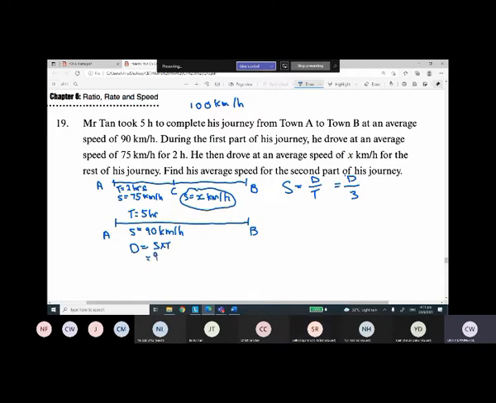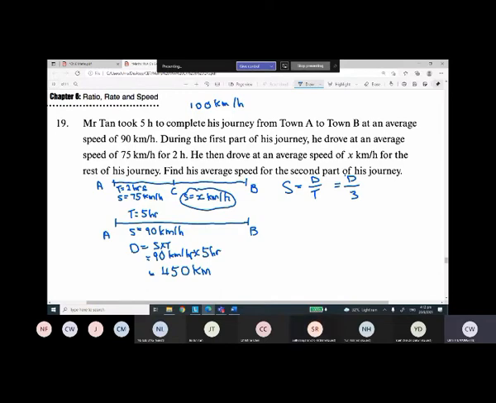Speed is 90 km per hour. Time. What is time? 5. Now you must look at the unit. Are the units all the same? Hour, same or not? Same, sir. Same. It must be the same. So what is 90 times 5, the distance from A to B? 90 times 5 is 450, isn't it? Yes, sir. It'd be 450 kilometer.